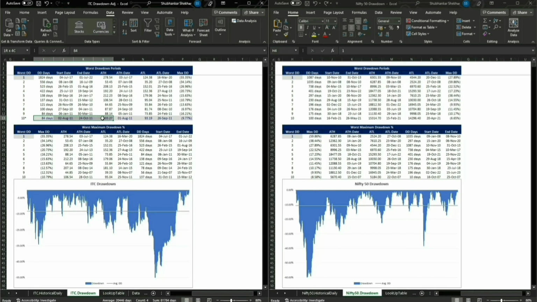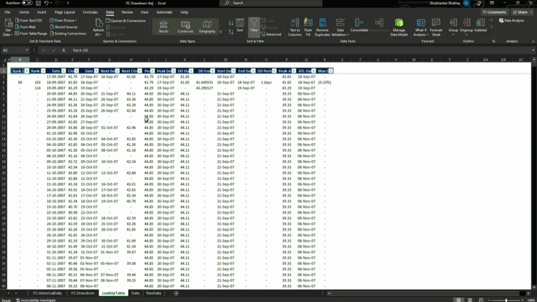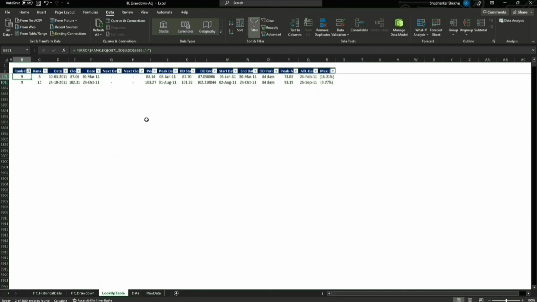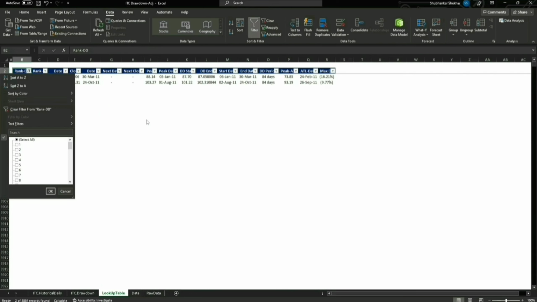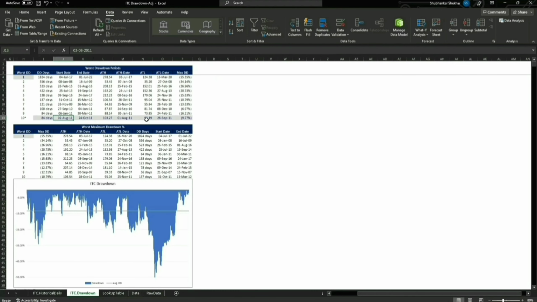One thing you should notice is that here I have hard coded some of the data, and the reason behind it is very simple. When we look at the lookup table here, we are going to select, let's say, just 9, and you can see there are 2 rank 9s. That is the reason why there is no rank 10, right? You can see no rank 10, it goes straight to 11, and the reason is very simple. Both of these happen to have 84 days of drawdown period. Because VLOOKUP only picks up the first data when it comes, I've manually hard coded the other one.